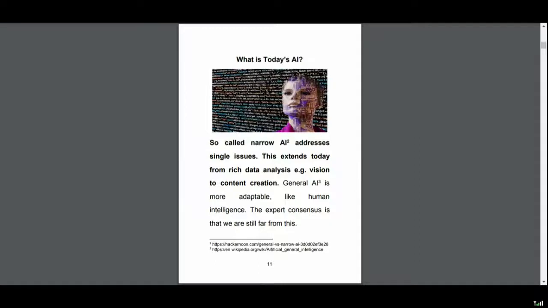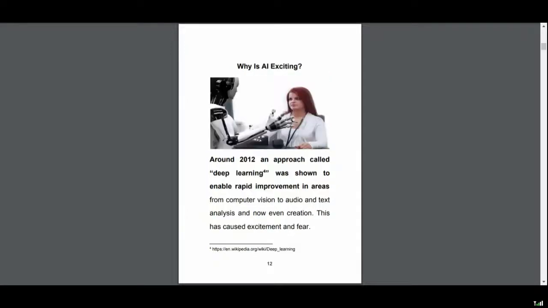General AI is what the newspapers and the science fiction writers get excited about. This is the idea of machines and computers becoming as intelligent or more intelligent than humans, and who knows what could happen after that, but the expert consensus is that we're a very long way away from that. It's narrow AI that we all want to be focusing on in our work today.